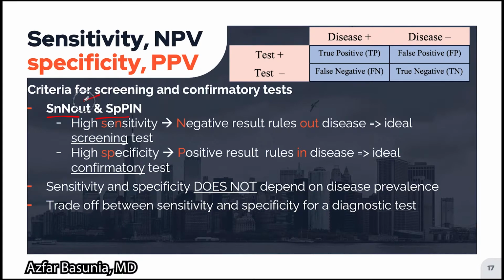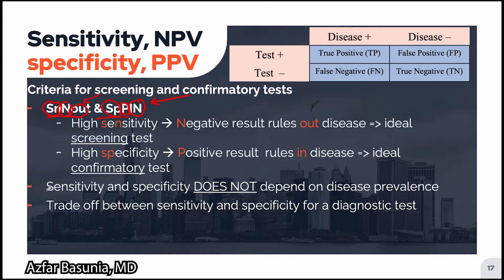SNOUT refers to screening tests which should have high sensitivity. That means that a negative test result rules out the disease. SPIN refers to confirmatory tests which should have high specificity, where the positive test result rules in the disease.